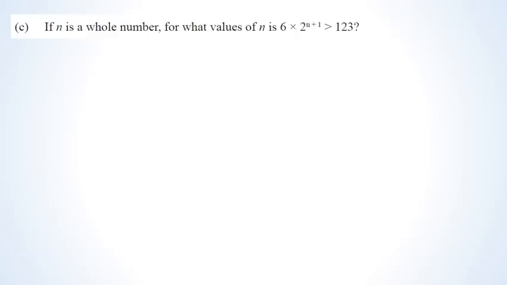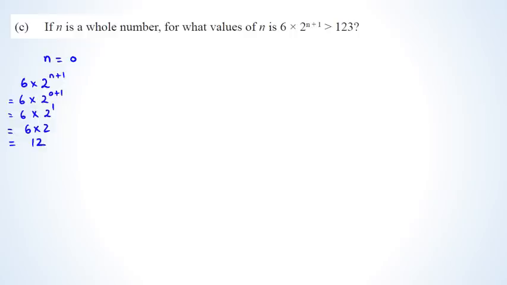One thing is, it's just one of these funny questions, isn't it? What you can do is guess and check this, because they're saying n is a whole number. So if I put n equals 0, then I'm going to get 6 times 2 to the power of 0 plus 1, which is 6 times 2 to the power of 1, 6 times 2, which is equal to 12.